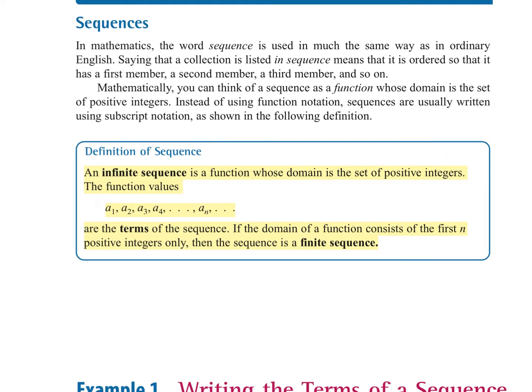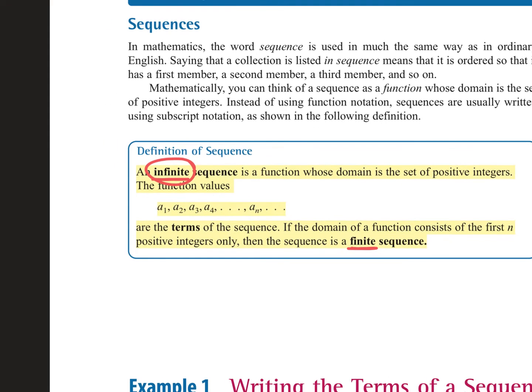So a definition of a sequence, we can have an infinite sequence or a finite sequence. What do you think the difference between these two are? Infinite goes forever, so it's never ending. And finite has an ending.